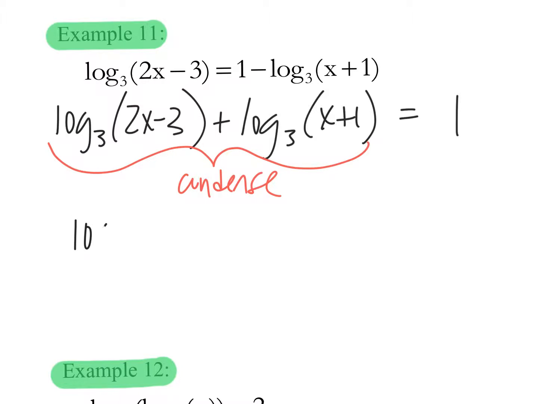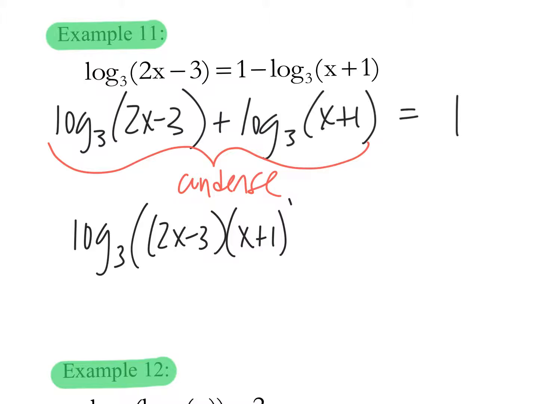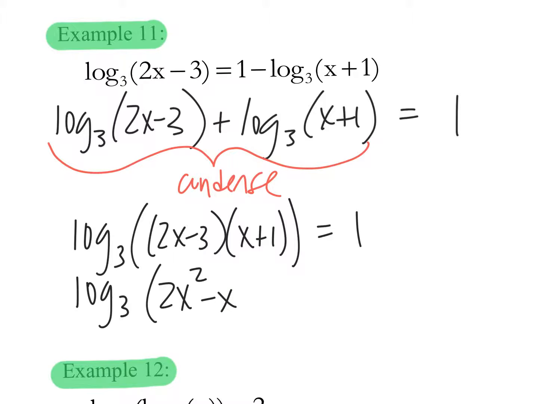So that's going to be log base 3 of 2x minus 3 times x plus 1, because it's an addition problem. Okay, so condensing. Now what I'm going to do is FOIL in the middle part. So foiling gives you 2x squared minus x minus 3.